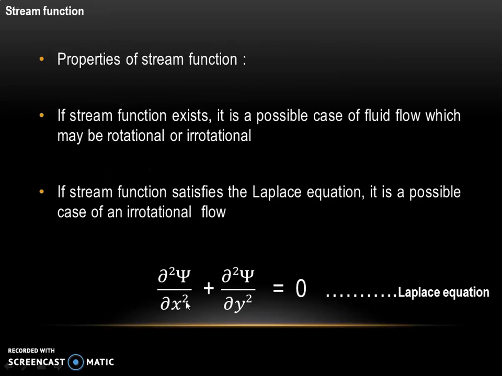Now we will look at the properties of stream function. If stream function exists, it is a possible case of fluid flow which may be rotational or irrotational. And if stream function satisfies the Laplace equation, it is a possible case of an irrotational flow. And we have seen the Laplace equation, which is dou square psi by dou x square plus dou square psi by dou y square is equal to 0.